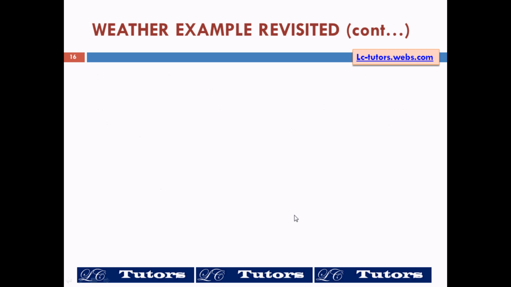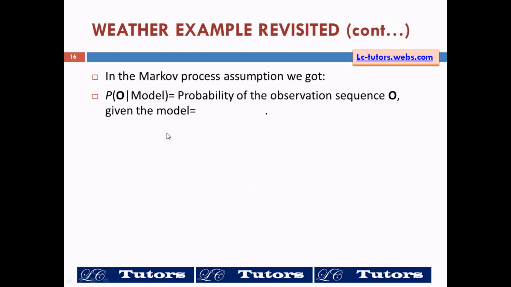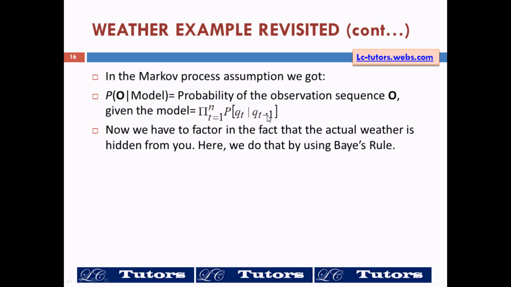So now our question is that we are going to model it as a Markov process, and it's actually a hidden Markov model. Here we'll make the assumption about the probability of the observation given the model, again the same thing that we saw earlier, qt given qt minus 1, and now we have to factor in the fact that the actual weather is hidden from you. Here we do that by using the Bayes rule. In this case we modify the Bayes rule to accommodate observations.